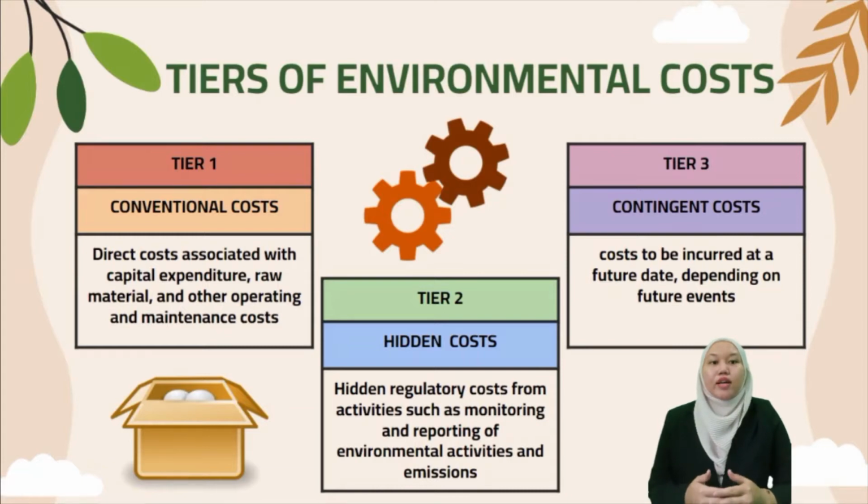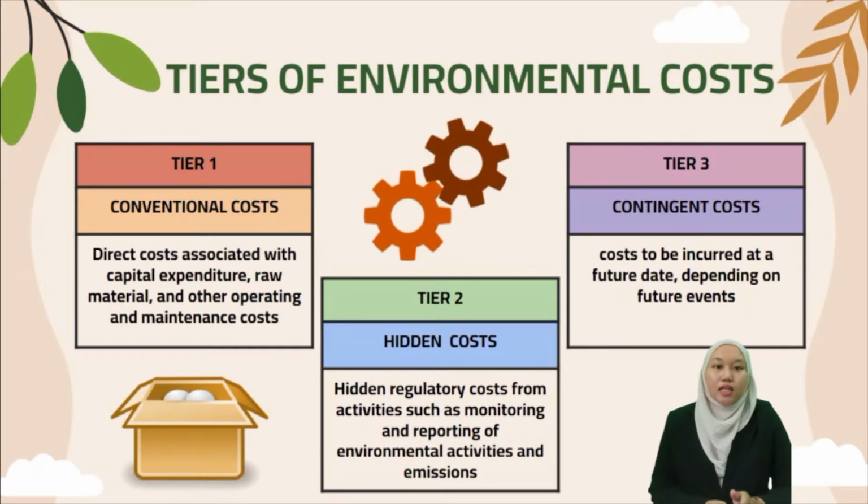Next, for second tiers is hidden costs. It is hidden regulatory costs from activities such as monitoring and reporting of environmental activities and emission, cost of searching for environmentally responsible suppliers, and the ongoing cost of cleaning up contaminated land. These costs also can be found in the accounting system, but may not be easy to find and report, as they can often be hidden in the various overhead accounts and in the cost of wages and salaries.